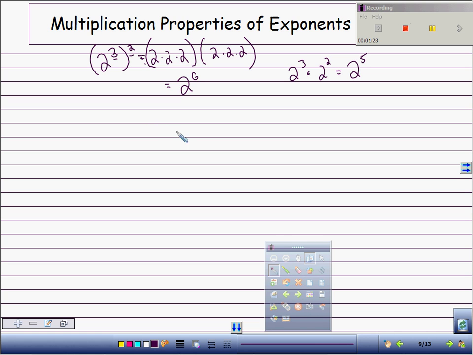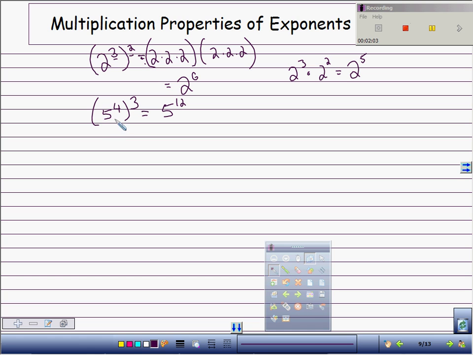Okay, so say I had 5 to the 4th to the 3rd. What's that equal to? 5 to the 12th, right? 5 to the 12th. Yes, it is. You multiply the exponents.